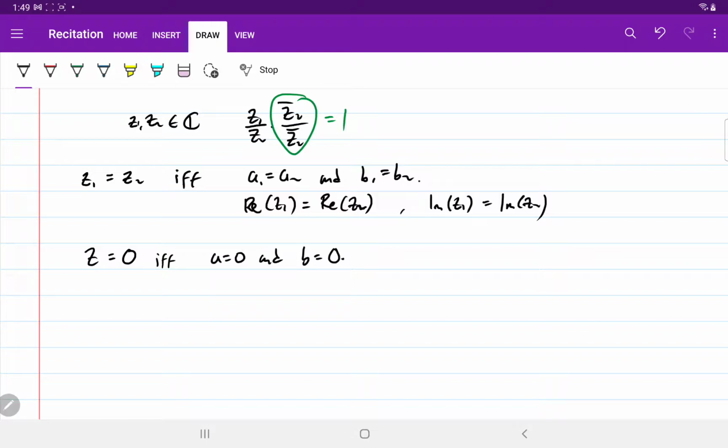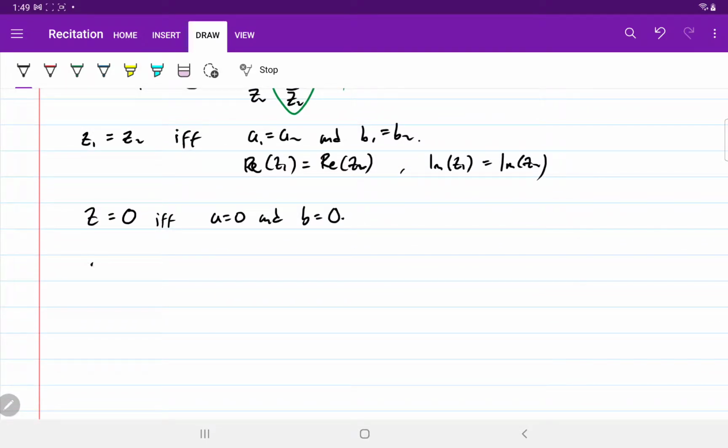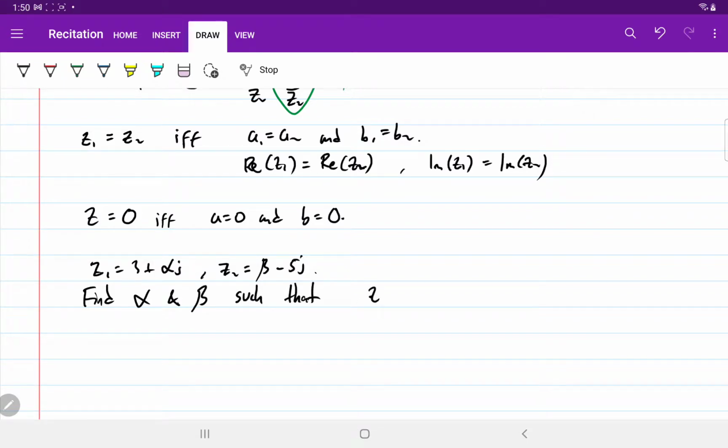Okay, for example, I have z1 is 3 plus alpha j and z2 is beta minus 5j. Then the question is, what are the values of alpha and beta such that z1 plus z2 is 0?